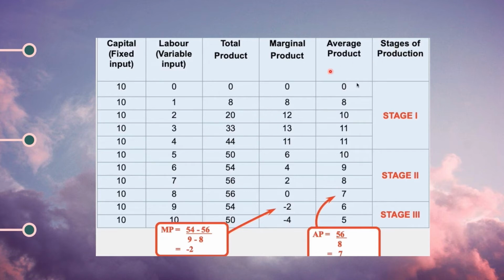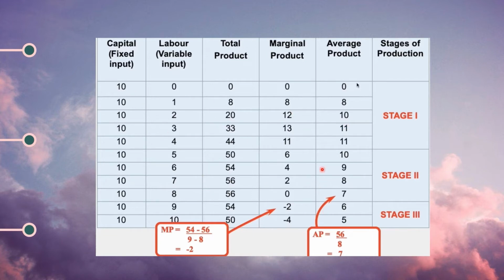And now to calculate the average product, from the formula, it is total product divided by quantity of labor. From the information given, we can already calculate the average product. They give the TP, so now we can calculate the average product. So here we don't have to calculate anything, we just go to the first labor. 8 divided by 1 is 8, 20 divided by 2 is 10, 33 divided by 3 is 11, and same goes until the bottom.